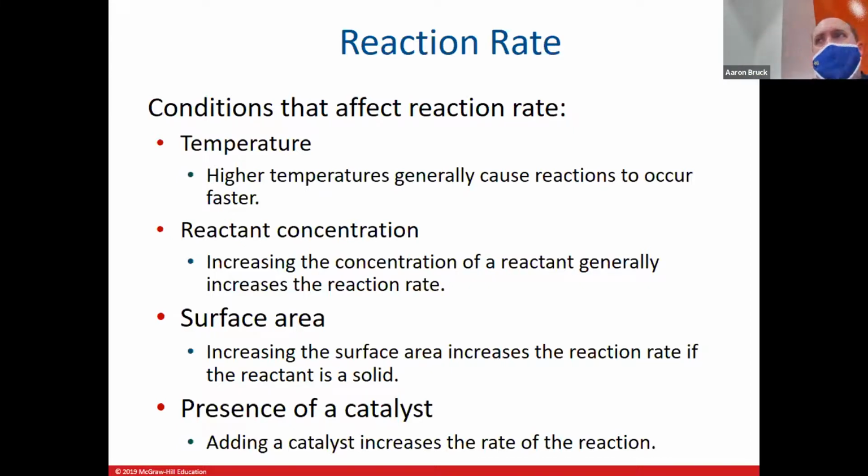We can also look at things like reactant concentration. Generally speaking, increasing the concentration of our reactant does tend to increase the rate of reaction. The more stuff I have, the easier it is to get it to react. In a similar kind of way, we can talk about surface area. With surface area, we're looking at how much available surface is present and available to react. The more available surface for reaction, the faster the reaction is going to go.